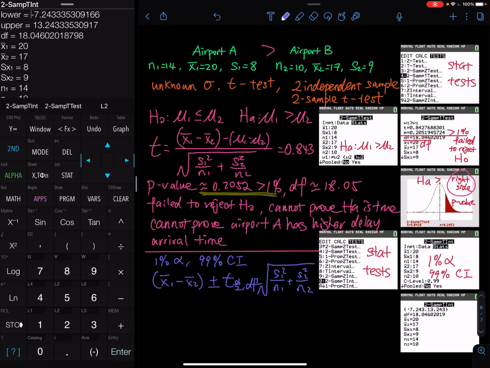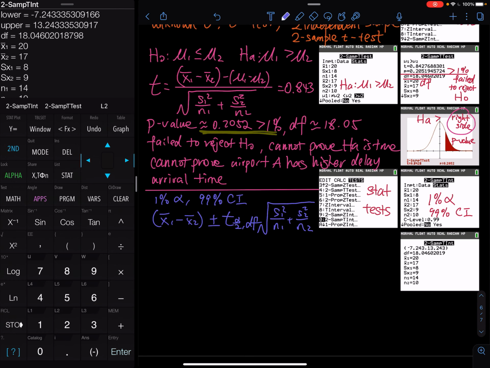Since this is a fail to reject, the confidence interval will have one negative and one positive. So we have negative 7.243, and then positive 13.243. Now, using the p-value, we make a conclusion. The conclusion is fail to reject H0. Can you use this confidence interval to support your conclusion? Here is how you do it. I call this verification. Verify.